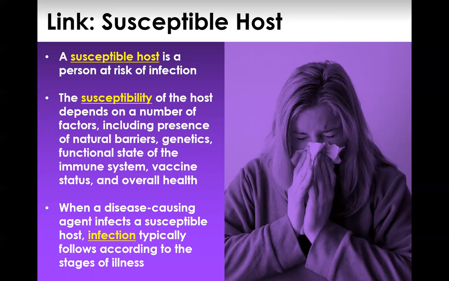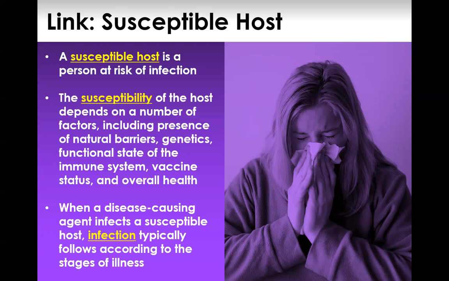So now let's look at the other link, the susceptible host. The susceptible host is the person that is at risk of infection. Susceptibility depends on a number of factors, which we kind of mentioned before: natural barriers, genetics, the individual's immune system, whether they have vaccines, and their overall health. Something you may have noticed with COVID-19 is that individuals with additional comorbidities like hypertension, diabetes, autoimmune conditions, and respiratory conditions were at an increased risk. And that is important when we look at this link.